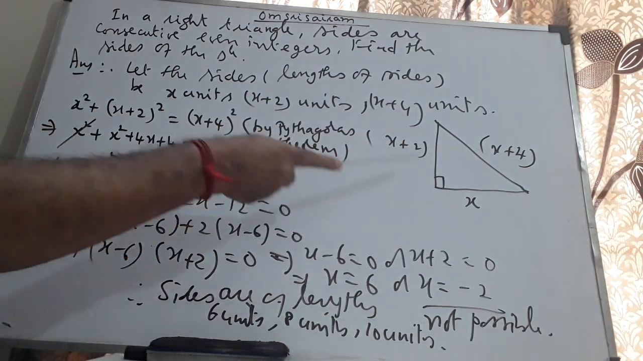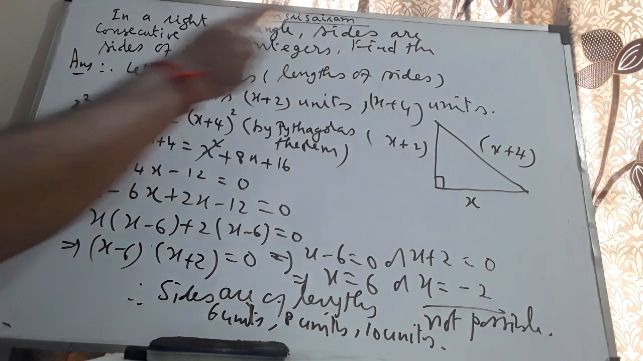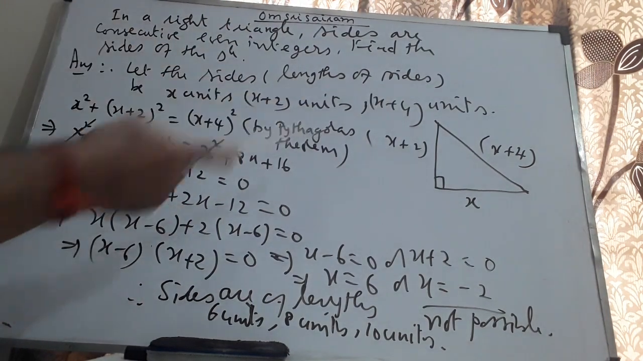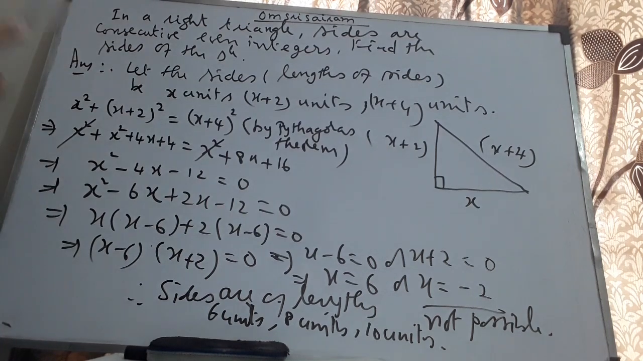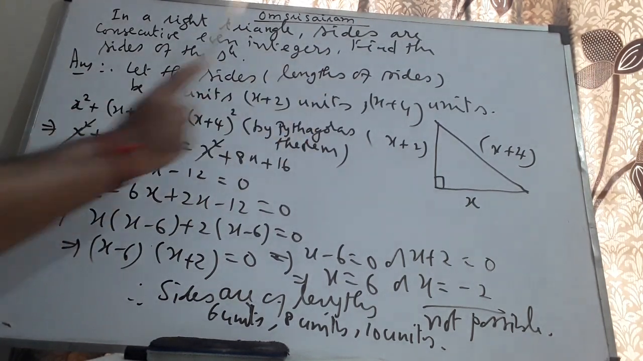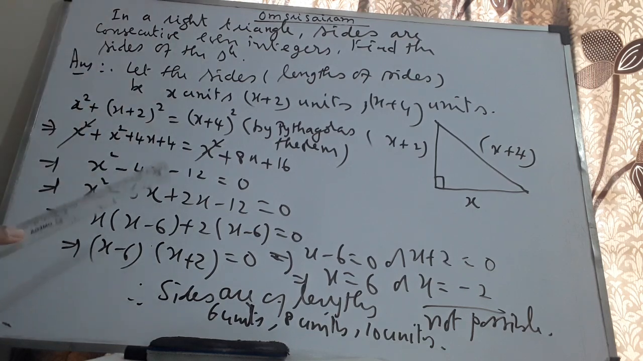6 square is 36, 8 square is 64, which is equal to 10 square. If it satisfies the condition, it will satisfy the condition for Pythagoras theorem also. In a right triangle, sides are consecutive even integers. Find the sides of the triangle.